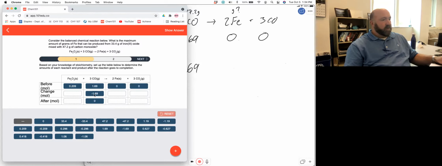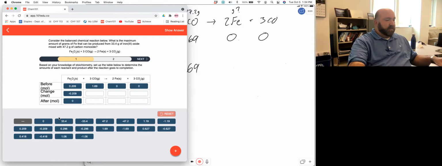And so we're going to go ahead and just get rid of this and get rid of this. We know that iron 3 oxide is our limiting reactant. So that's going to be a 0 there. That's going to all be used up. We're going to use 0.209 moles of it. And so then we can figure out how much of the carbon monoxide has to be used.